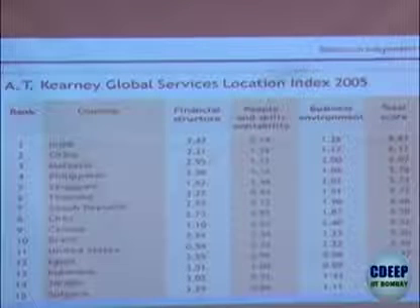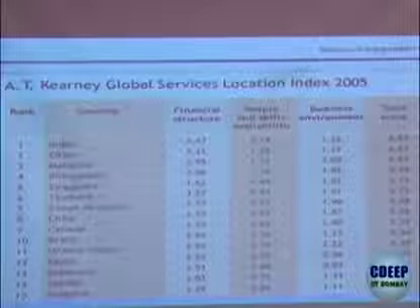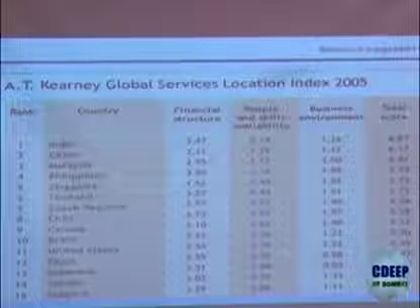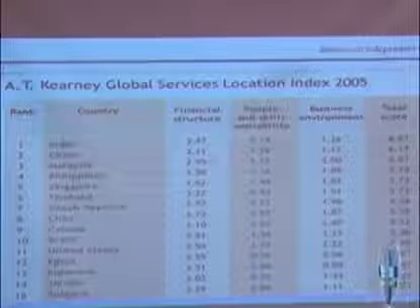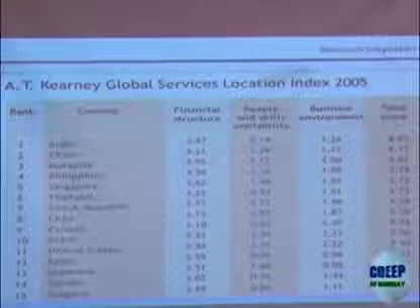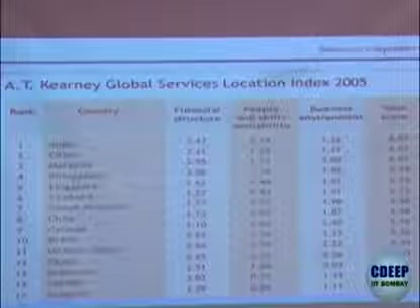This is a global service location index that compares India with other countries, and it has been done by A.T. Kearney. India stood first in 2005, where we were steadily growing in software and the other areas of the knowledge industry.